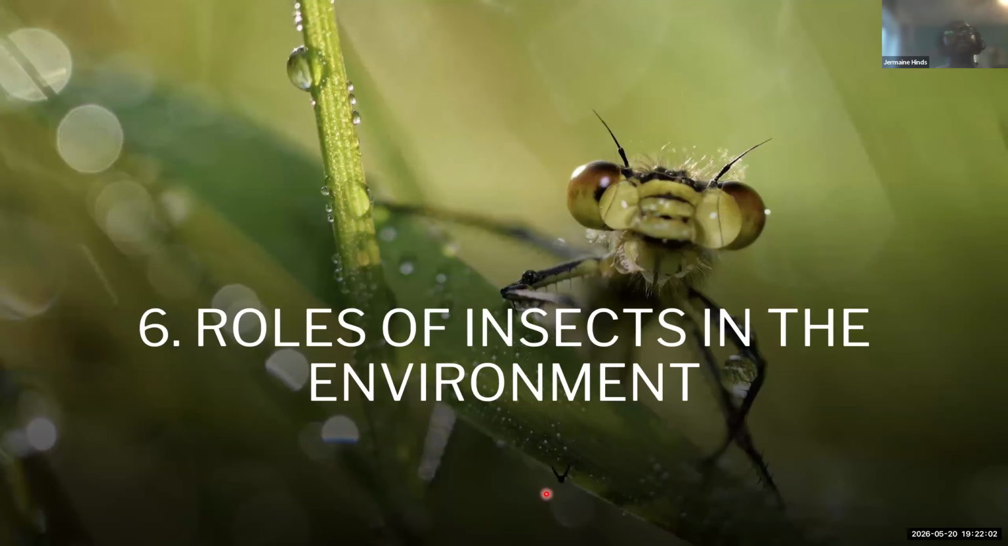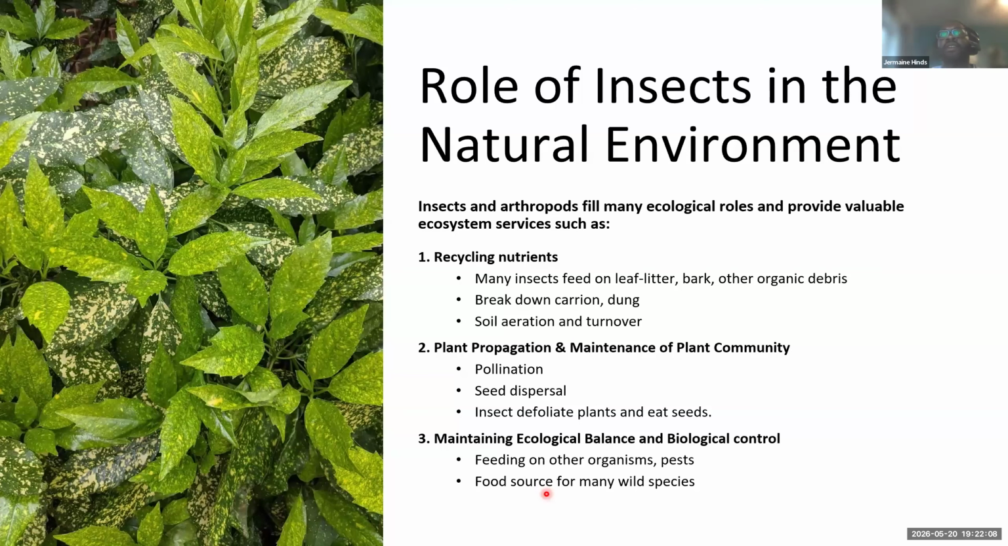So what are the insects doing out there? We're seeing that they live pretty much everywhere. So what are they doing in the environment? Insects and arthropods fill many ecological roles and provide valuable ecosystem services. An ecosystem service is just a role in the environment that benefits humans in some way or benefits the ecosystem. One is recycling nutrients.